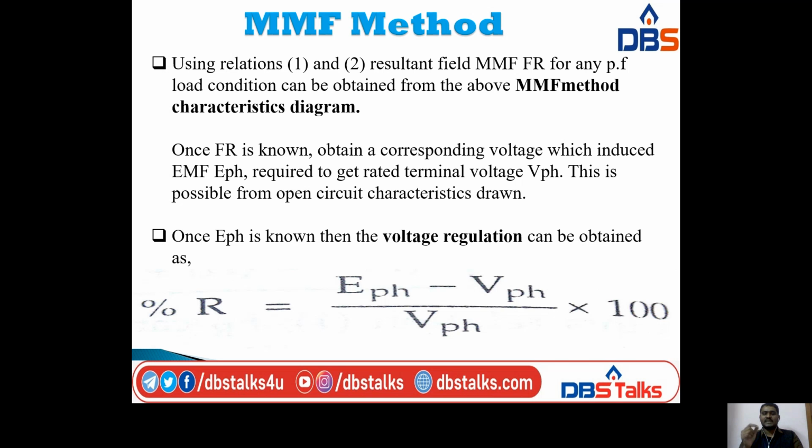Once FR is known, that means the resultant MMF is known, obtain the corresponding voltage, which is the induced EMF, that is E phase, required to get the rated terminal voltage V phase. This is possible from the open circuit characteristics. Once E phase is known, the voltage regulation can be obtained. The percentage of voltage regulation is equal to E phase, the no load voltage, minus V phase, the full load voltage, divided by V phase, into 100. So this is the explanation for the MMF method of an alternator.